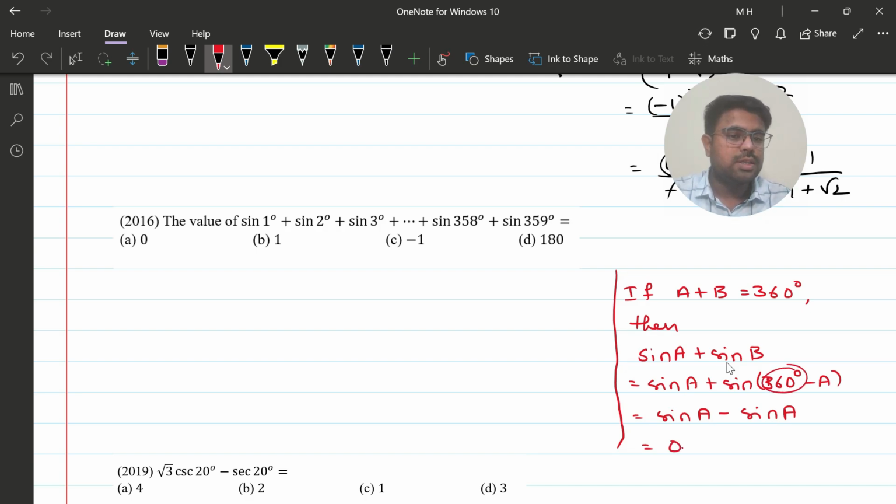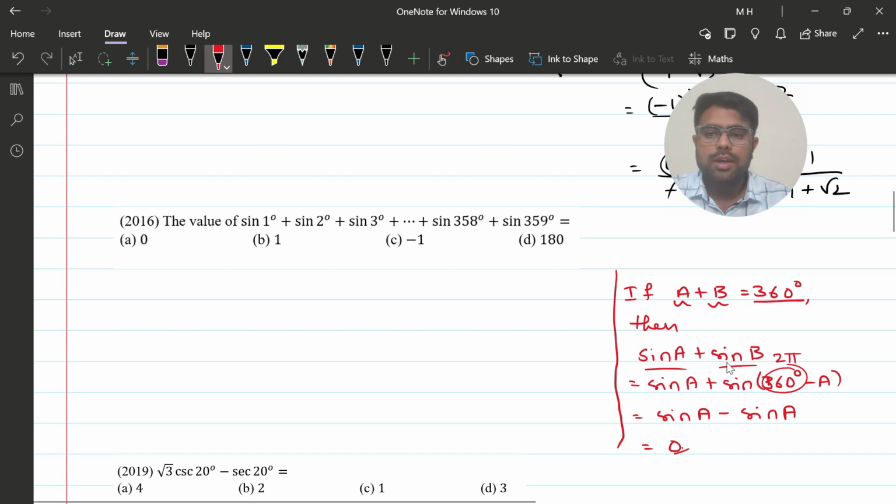See, 360 is a multiple of pi, right? Just now I had explained to you: for a multiple of pi, sine is going to remain sine. So in the fourth quadrant, it is negative. Therefore, it has to be minus sine a. So sine a minus sine a is equal to 0. Okay, so why did I tell you this? If a plus b is equal to 360, then sine a plus sine b is equal to 0.